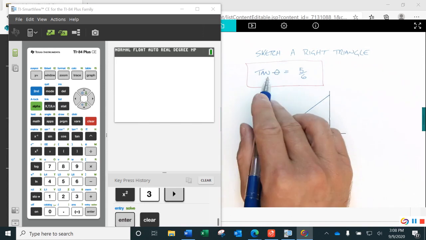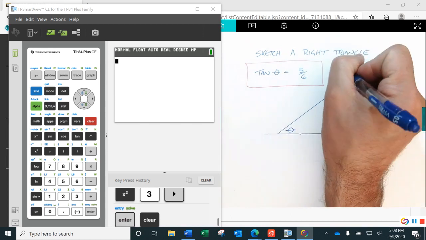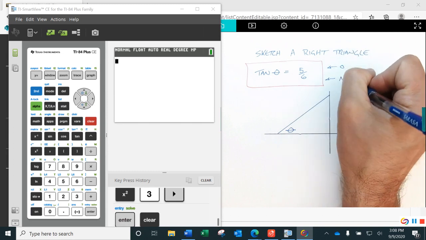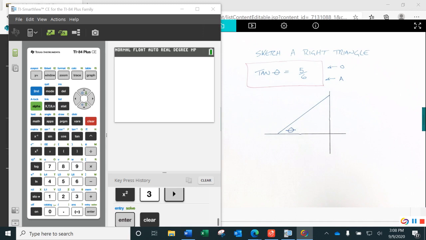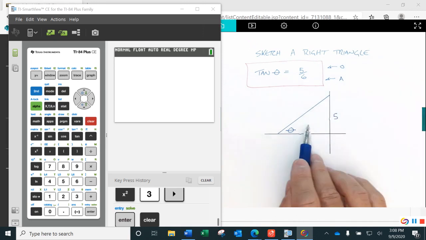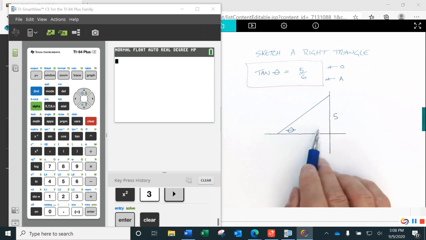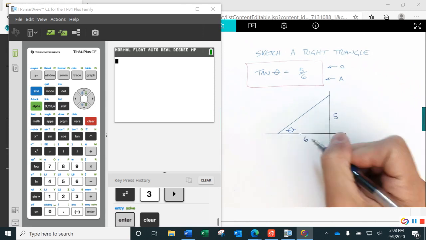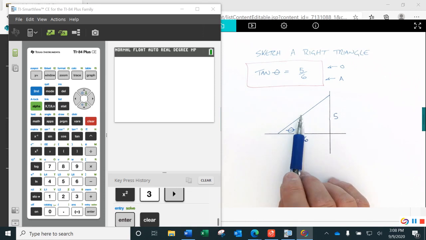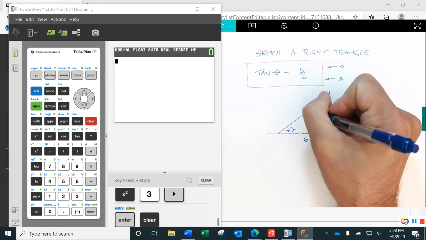Because I know tangent of theta is equal to the opposite over the adjacent. That's why I chose this to be 5, because it would be opposite of theta. And I chose this to be 6, because it would be the side adjacent to this angle. Now we haven't identified the hypotenuse, but we're going to do that now. We'll call it C again. You liked that last time.